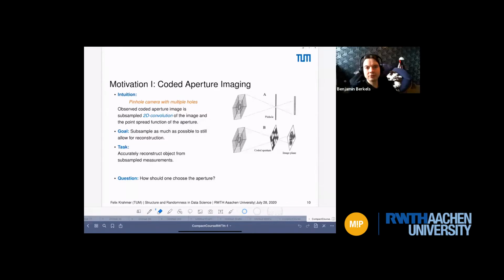But just one quick question. So you were only looking for a single aperture? We don't want to use multiple apertures, but just one? Here is just a single aperture. Okay, thanks. And then the question is, how should one choose the aperture, right? Because where should we put a hole and where should we put no hole?